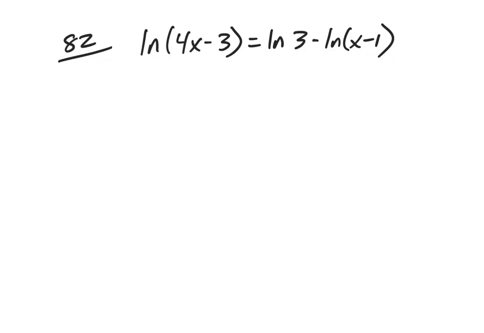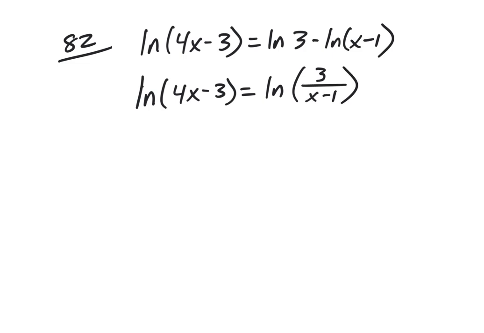Yeah. I want to try to make this just a single log, right? Over here we got a single log. This one has 2 logs. So I want to make this a single log, and since we got a minus sign in between, then we're going to take this divided by this. And so I'm going to leave the left-hand side alone. And on the right-hand side, whenever we have a minus sign in between 2 logs, then we're just going to divide those 2 terms.